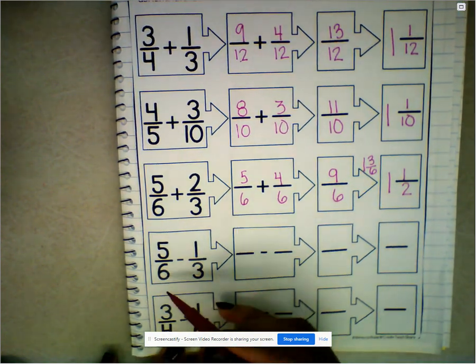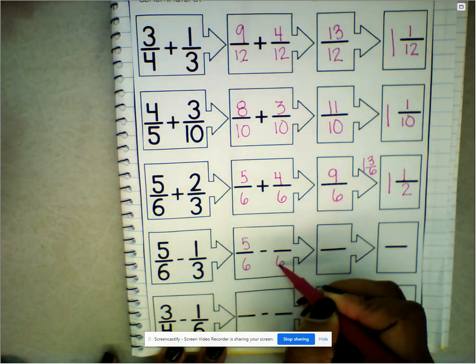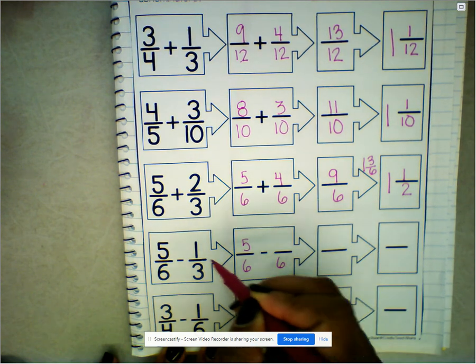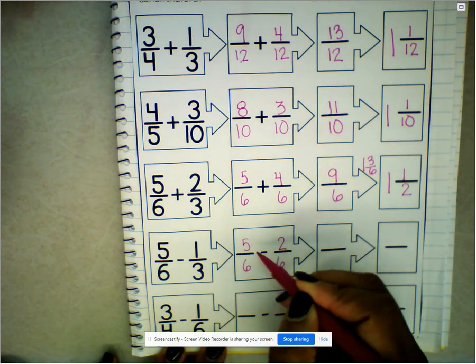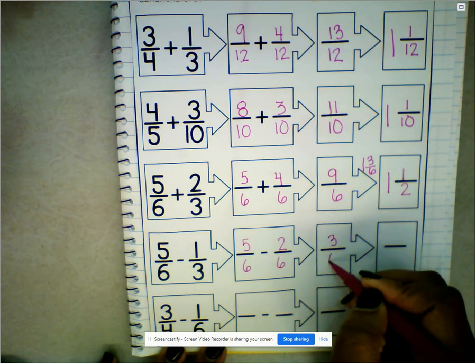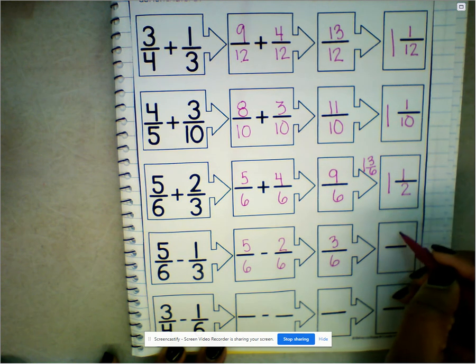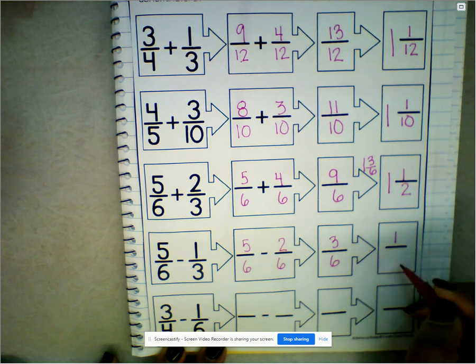The next one, my common denominator is 6, so this guy stays the same. I multiply 3 times 2 to get 6. 1 times 2 gives me 2. 5 minus 2 is going to give me 3/6. I can simplify that because both of these can be divided by 3. 3 divided by 3 is 1. 6 divided by 3 is 2.